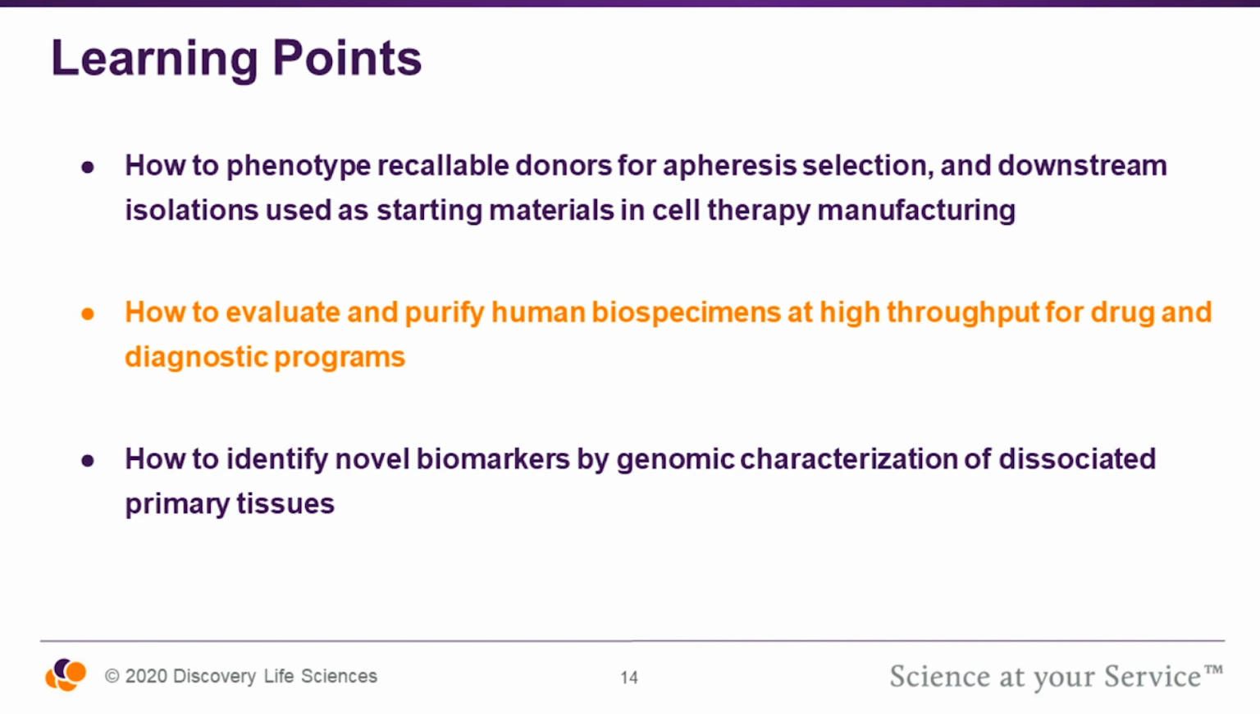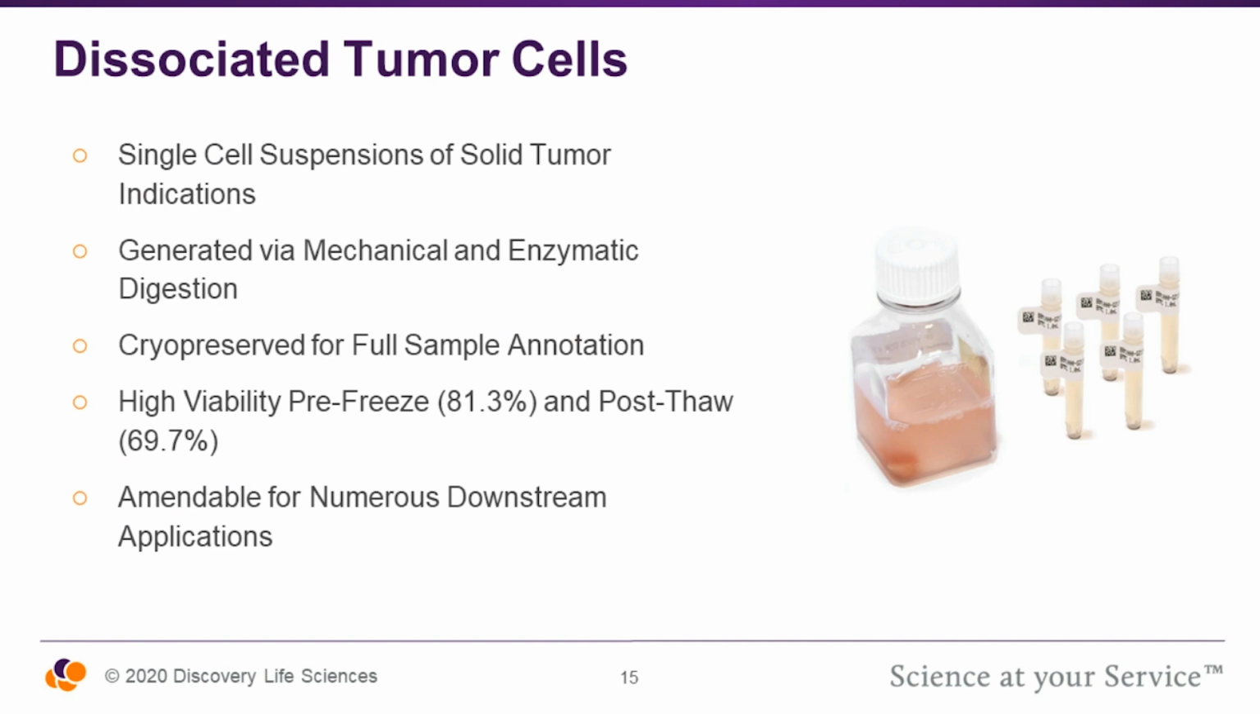For the remainder of the talk, I'm going to focus on our dissociated tumor cell offering. First, we're going to talk about how we've hyper-annotated these dissociated tumor cells at a very large scale. Dissociated tumor cells are single-cell suspensions of solid tumor indications. We have also performed dissociations of normal tissue, some autoimmune tissue, and some metastatic tissue. Most of that metastatic tissue is melanoma lymph nodes.